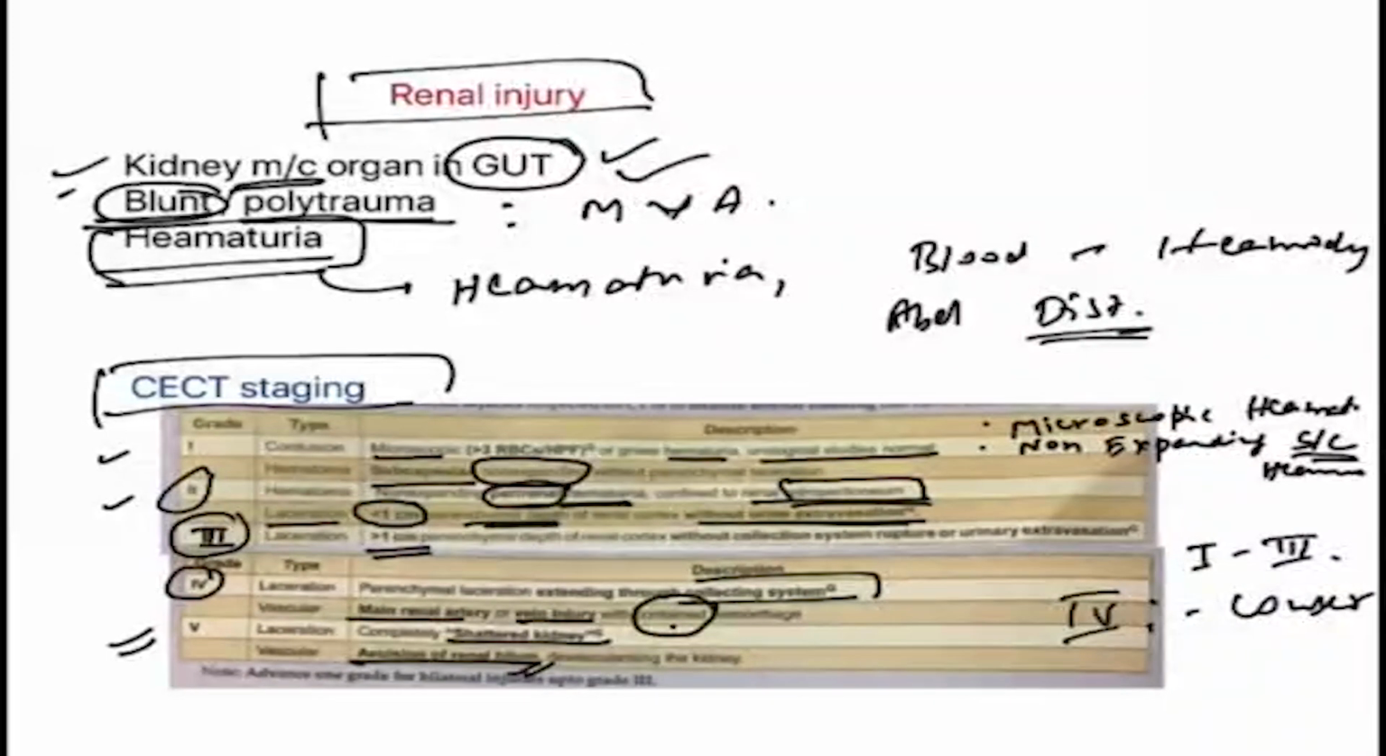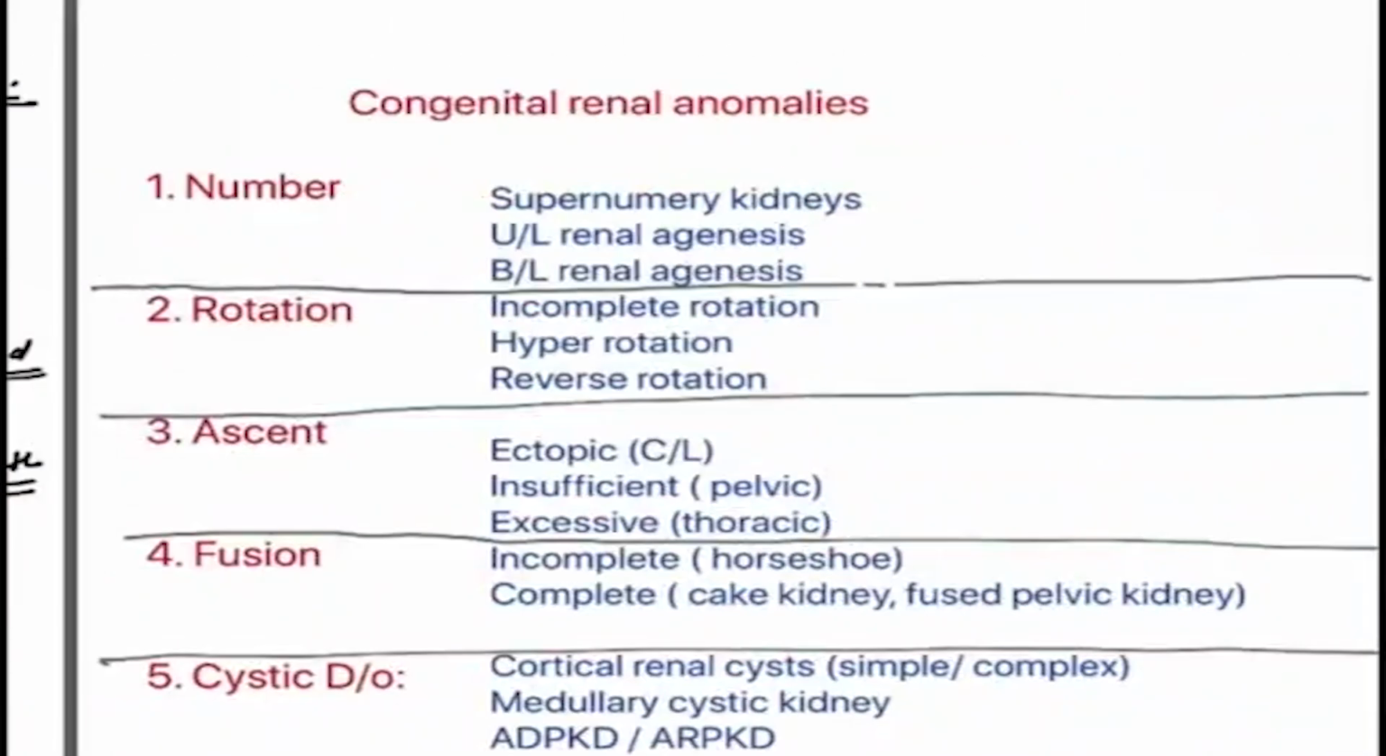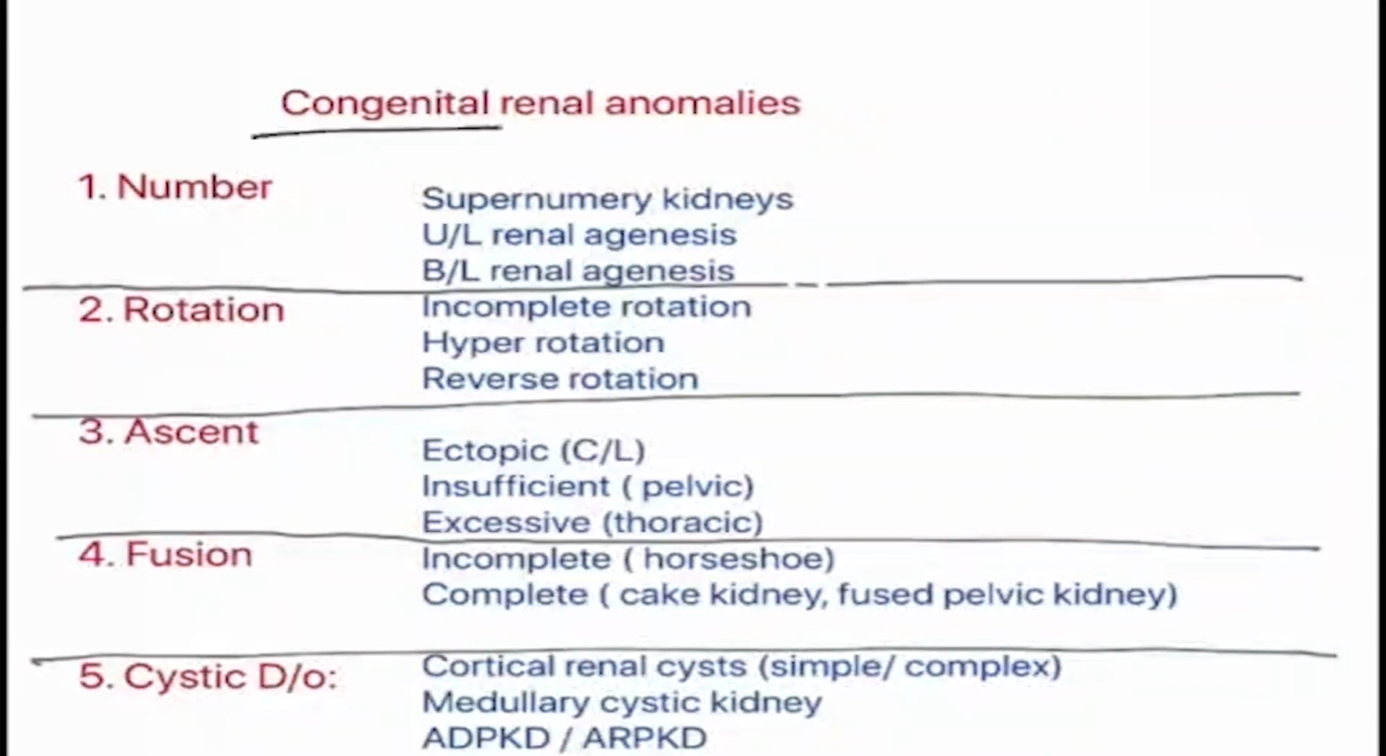So, grade 1 to 3 can be managed conservatively. Grade 4 can also be managed conservatively, but in hemodynamically unstable patients, operation is required, and in grade 5, mostly surgical intervention is required.